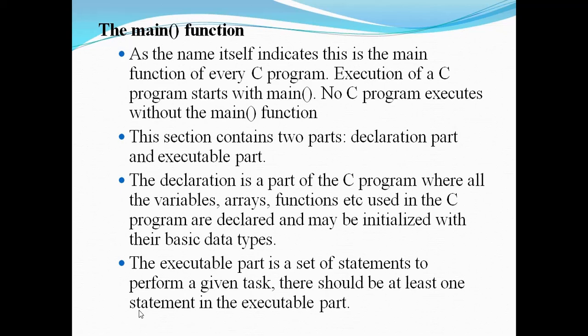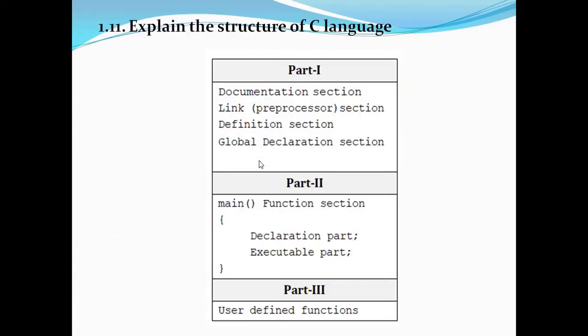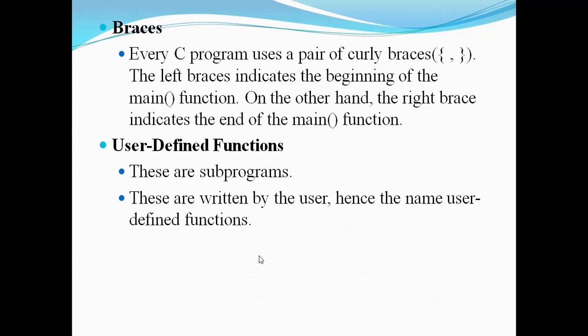No C program executes without the main function. If there is no main function, then the C program will not execute, and every program will contain a main function. This section contains two parts: the declaration part and the executable part. The main function will hold these two parts.